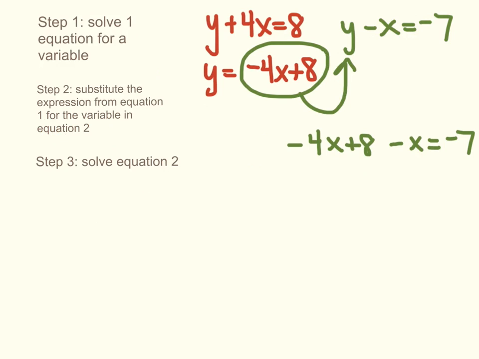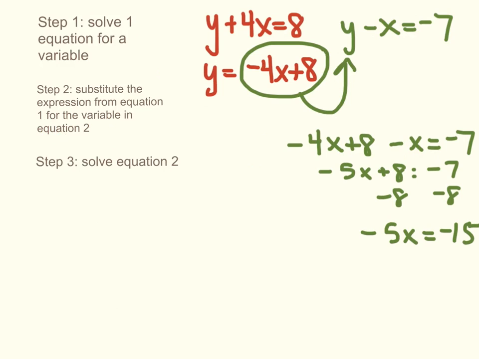So my next step is just to solve this for x. I'm going to solve this equation. So I combine like terms. I have negative 5x plus 8 equals negative 7. Subtract 8 from each side. Negative 5x equals negative 15. Divide by negative 5 and get x equals positive 3.